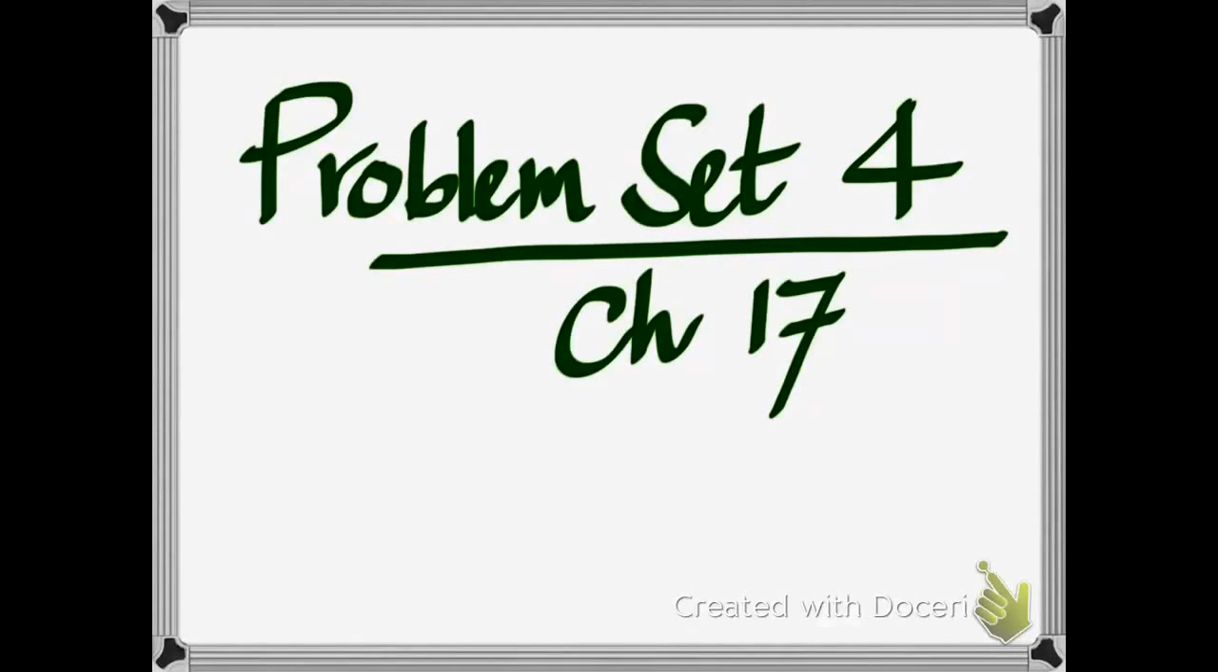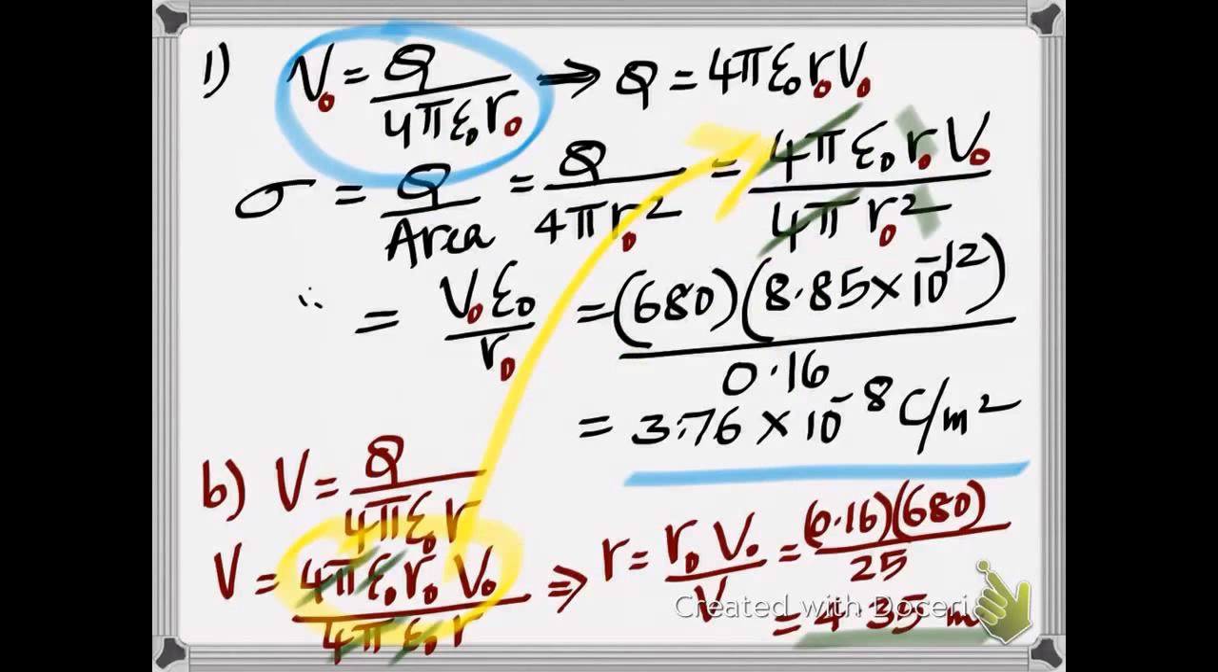Well, this is problem set number 4 on electric potential, chapter 17. It's a 32 centimeter diameter conducting sphere charged to 680 volt. You have to find the surface charge density.